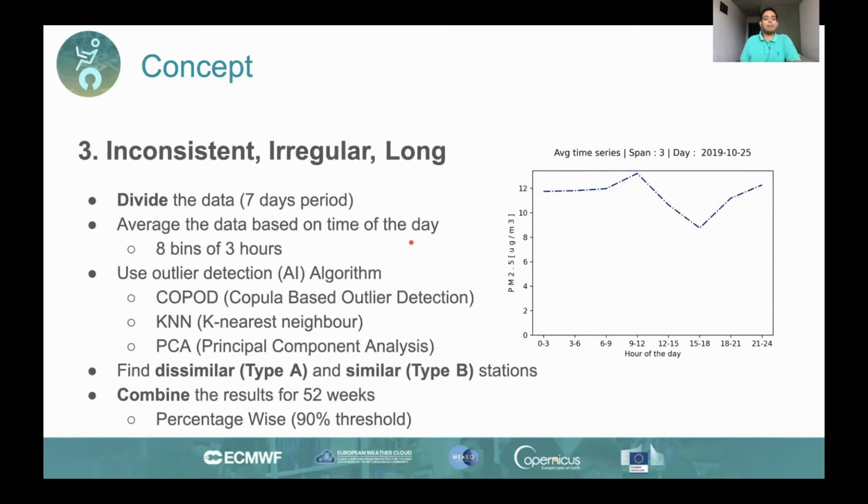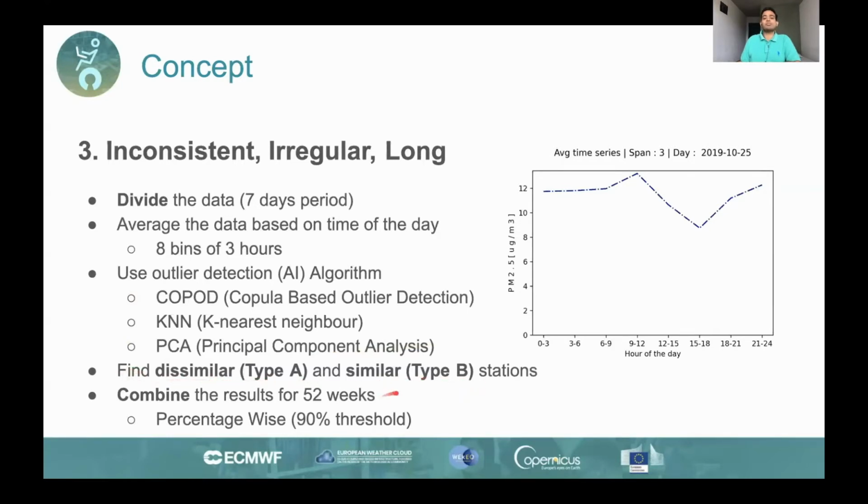Then we apply some machine learning outlier detection algorithms, namely COPOD, which is a copula-based outlier detection method, KNN or K nearest neighbor, and then PCA or principal component analysis based outlier detection method. Using these 3 methods, we classified stations as dissimilar type A or similar type B stations.